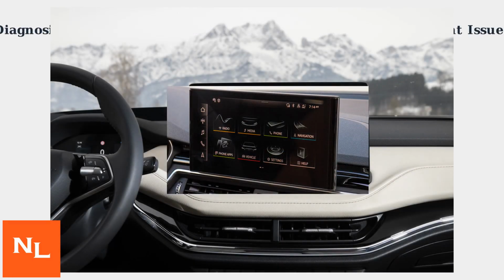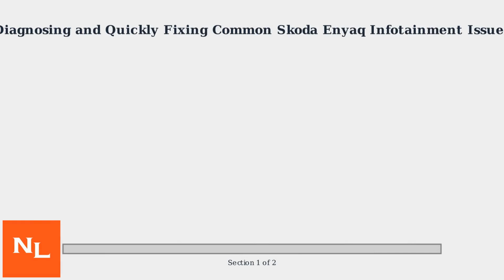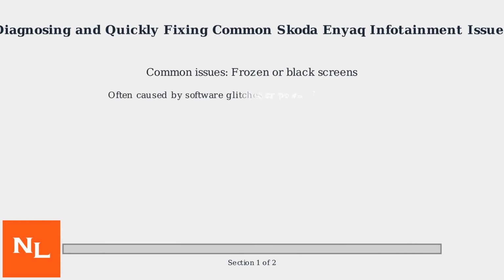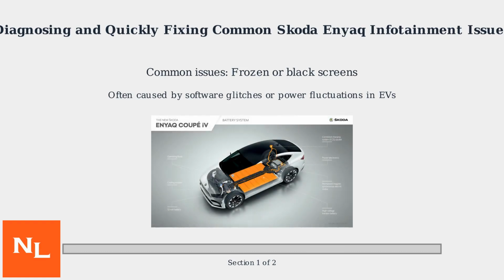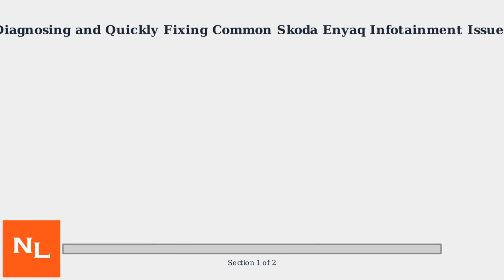The Skoda Enyaq's MIB3 infotainment system can experience issues like frozen or black screens. These problems often stem from software glitches or power fluctuations, common in electric vehicles. First, perform a soft reset by holding the power button for 10 to 15 seconds.